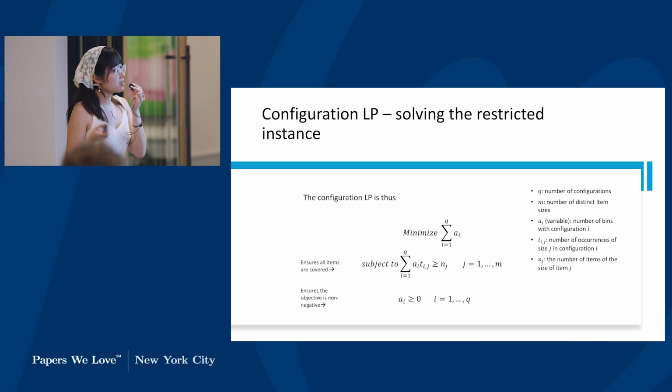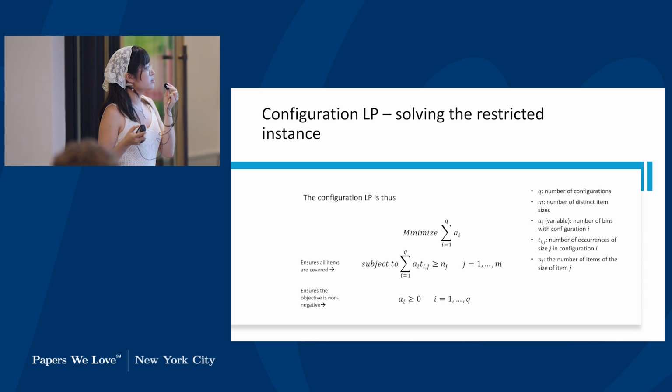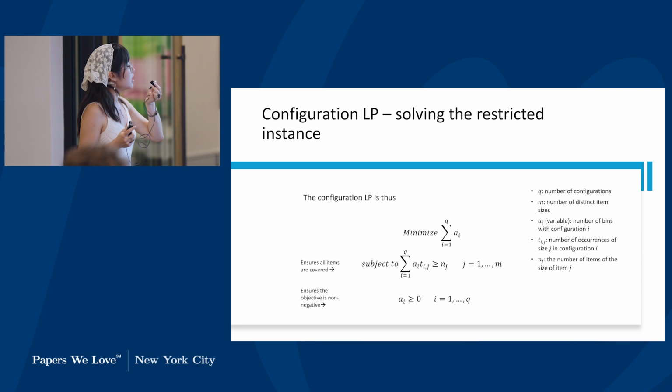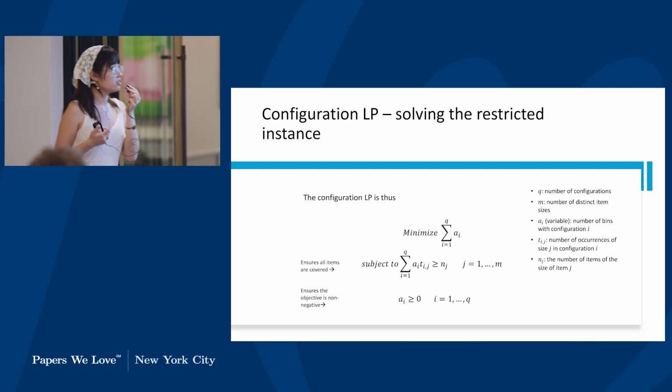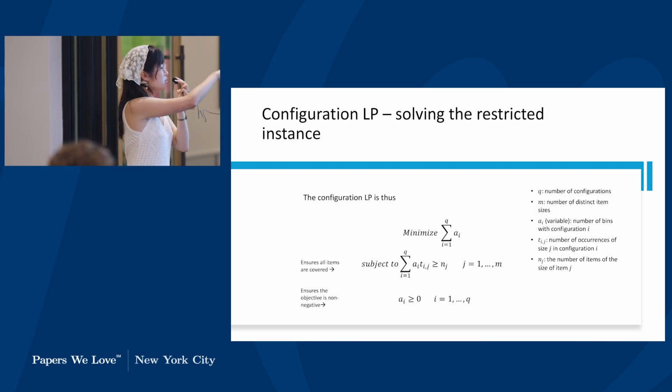Because we want to minimize the number of bins used, we set our objective to the sum of all a sub i's, meaning you want to minimize the number of bins of all configurations used. So that's the objective up there. And then you have two constraints here. Number one is you want to ensure that all items are covered by the result of the LP. And number two, you want to make sure that the objective is not negative. Because if you minimize the objective, it can go into negative infinity, but you don't want that. So that's basically what these two constraints are.